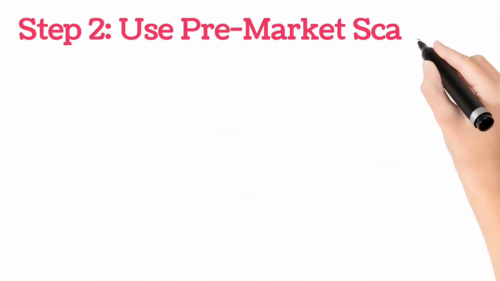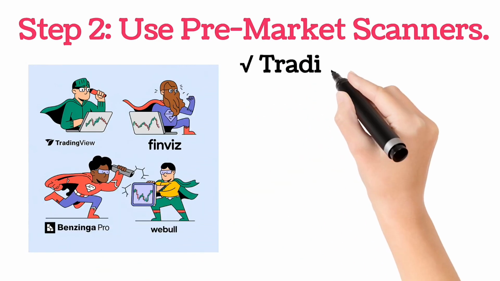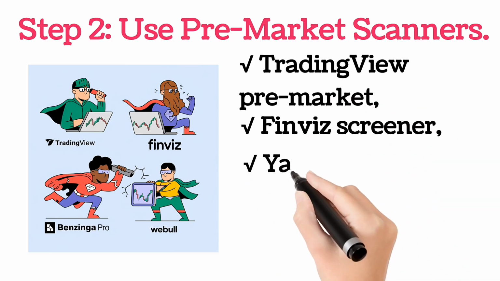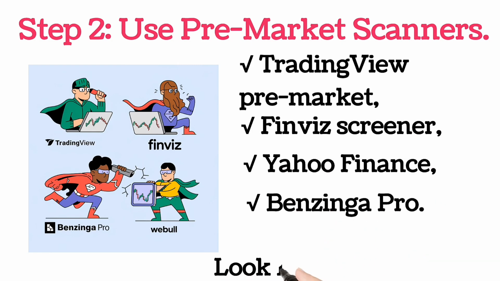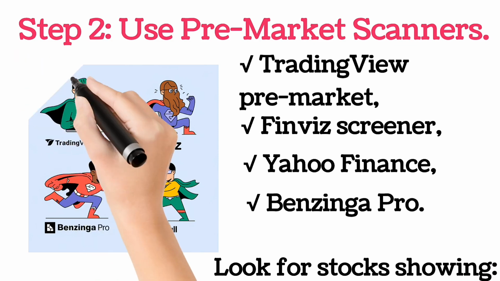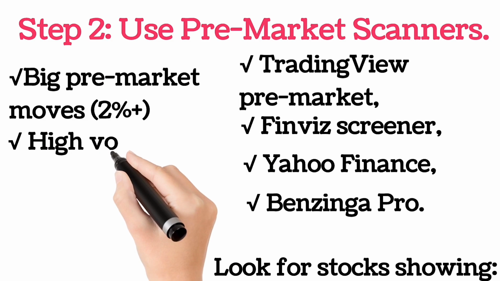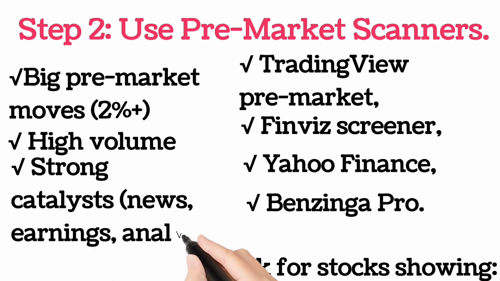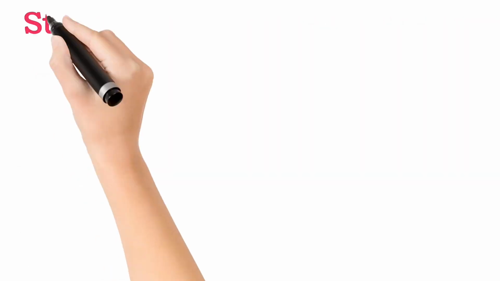Step 2. Use pre-market scanners. Before the market opens, use tools like TradingView Pre-Market, Finviz Screener, Yahoo Finance, Benzinga Pro. Look for stocks showing big pre-market moves, 2% plus, high volume, strong catalysts, news, earnings, analyst upgrades. Keyword: how to find pre-market gappers.